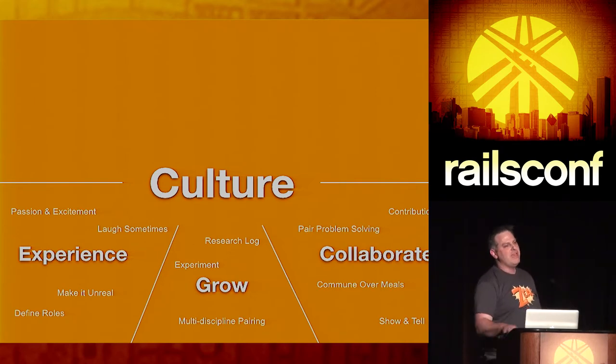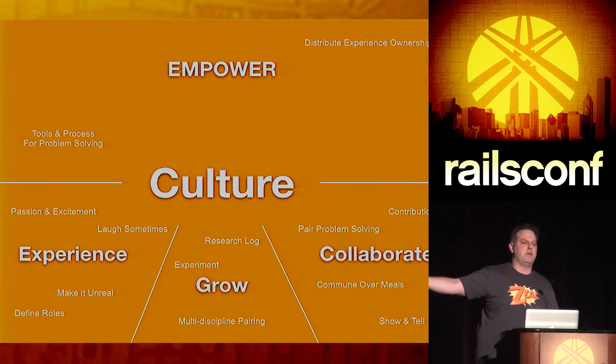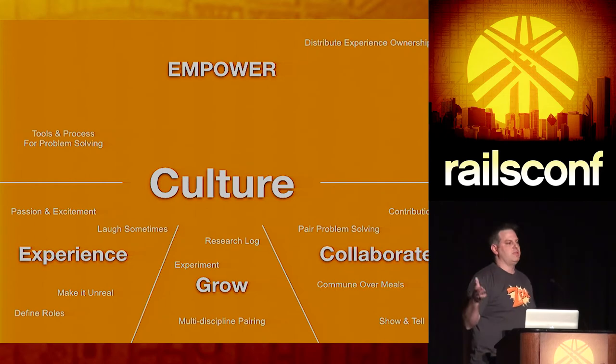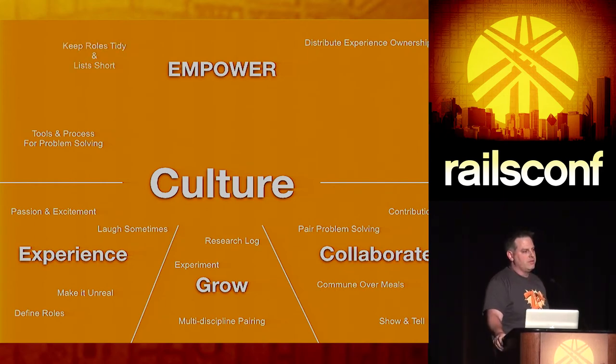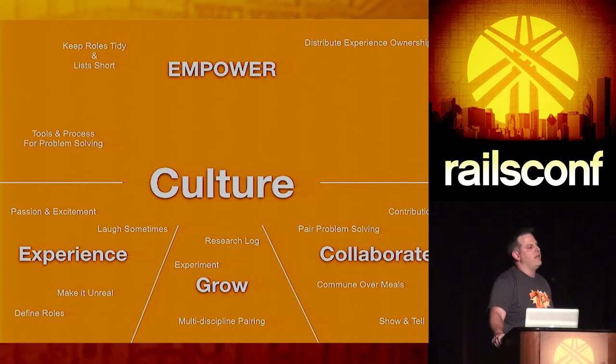The most important thing that we've found, though, is to work really hard to empower our people. We create tools and processes that empower our team members to be able to solve problems and serve clients or build product. We allow our team members to own parts of the experience, so they're like the champion of this part of the experience, whatever it may be. We keep the roles tidy and the list short, meaning it's really important that people know exactly what their role is in the company, and also that you keep that list attainable, that backlog of things that they're supposed to keep doing above and beyond the day-to-day. Keeping that list short, keeping the roles tidy, these are very important in making people feel good about themselves at the end of the day and when that accountability time comes.